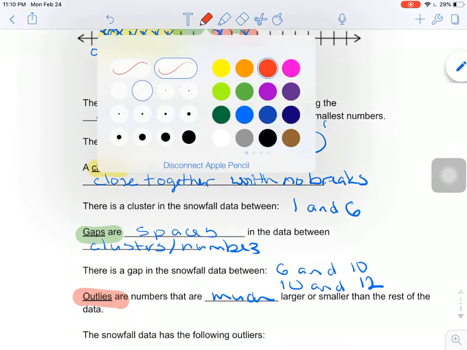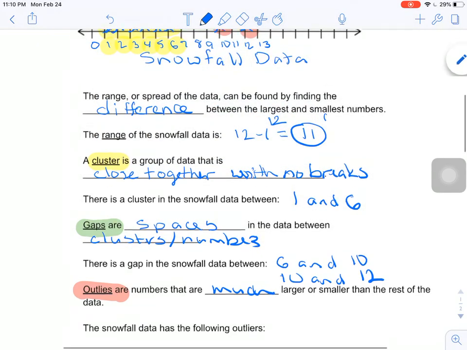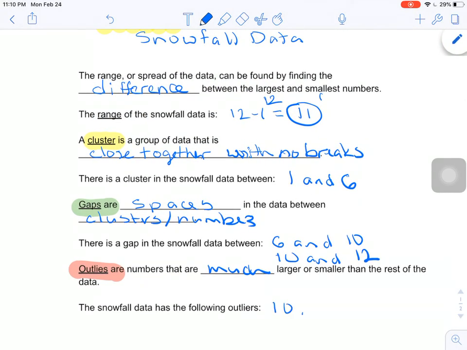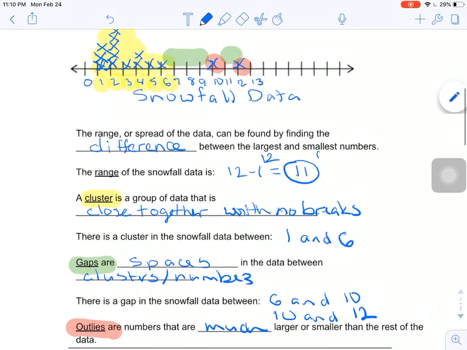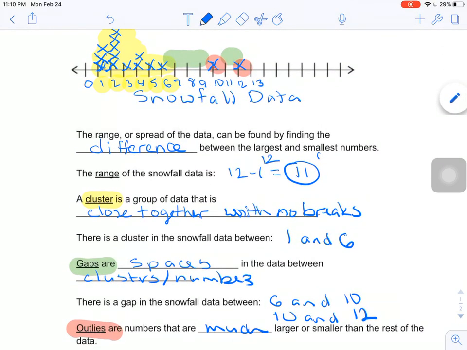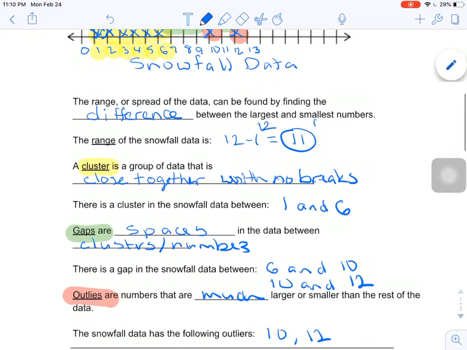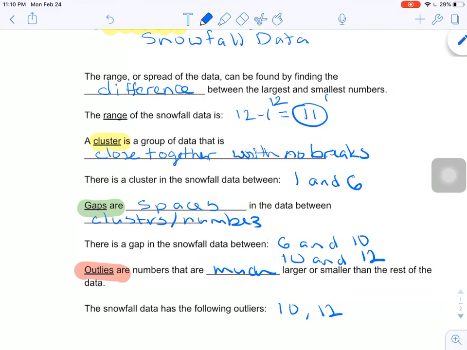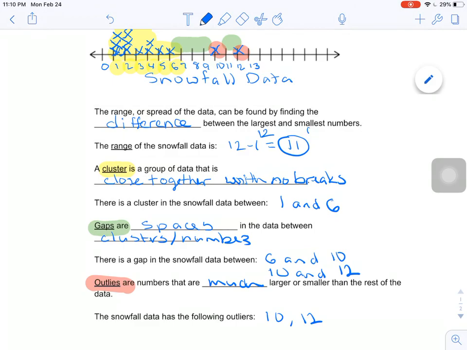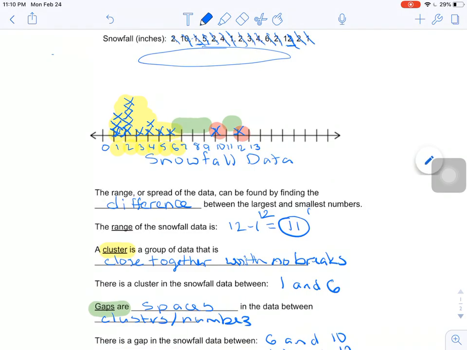So we have a couple of possible outliers at 10 and 12. So maybe there were a couple of really big snowstorms that came through in those 15 days that dropped 10 inches and 12 inches of snow, and the rest of the days it was snowing a little more lightly. So those are the different things that are easy to see in a line plot. So a line plot makes it easy to find the range. It's easy to see clusters, gaps, and outliers. And also, we have an example of what a completed line plot looks like.